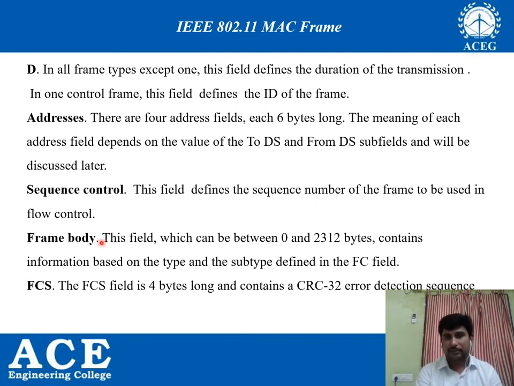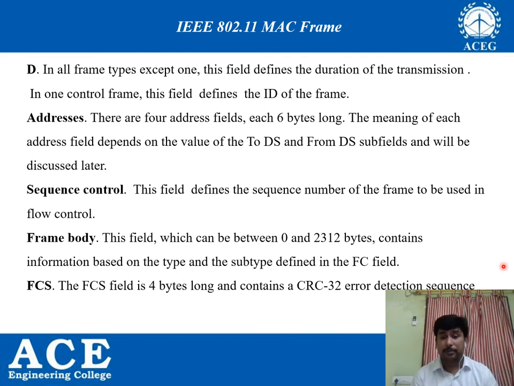Then the frame body, as we discussed, can be of size from 0 bytes to 2312 bytes, and it contains the information. The information it contains depends on the type and subtype defined in the frame control field. The last field in our IEEE 802.11 MAC frame is the frame check sequence, which is 4 bytes long and contains the cyclic redundancy check, which we discussed in error control. It's a 32 bit error detection sequence.